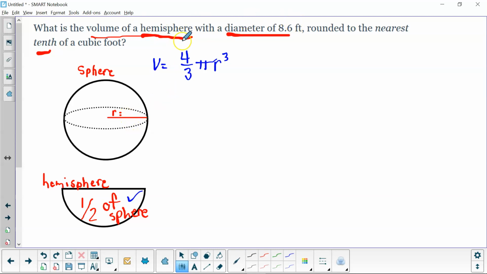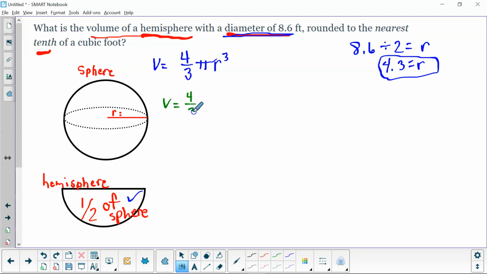Well, first, before we start plugging things in, we've got to find our radius. What is our radius? If our diameter, the distance all the way across here, is 8.6, my radius is going to be half that. 8.6 divided by 2 equals my radius. What is 8.6 divided by 2? Well, it would be 4.3. So 4.3 equals my radius, and I'm going to put that into my formula over here. Now, I haven't done anything in Delta Math yet. We'll get to that. Let's first plug in our values into our formula.